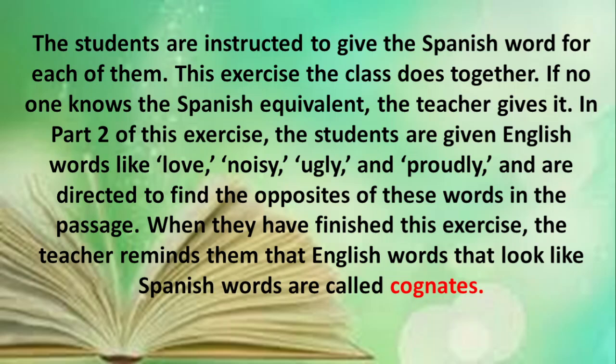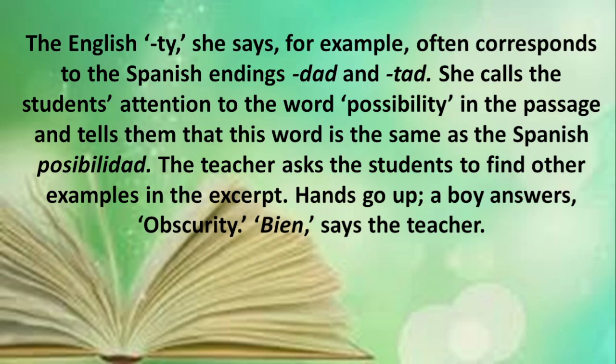In part 2 of this exercise, the students are given English words like love, noisy, ugly, and proudly, and are directed to find the opposites of these words in the passage. When they have finished this exercise, the teacher reminds them that English words that look like Spanish words are called cognates. The English ending -ty, she says, for example, often corresponds to the Spanish endings -dad and -tad.